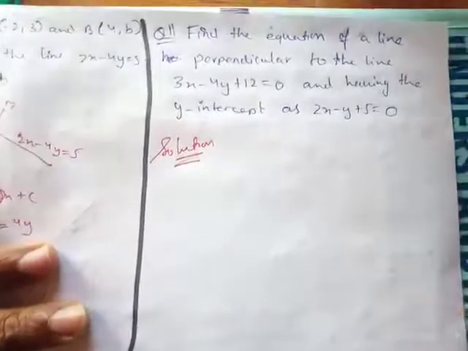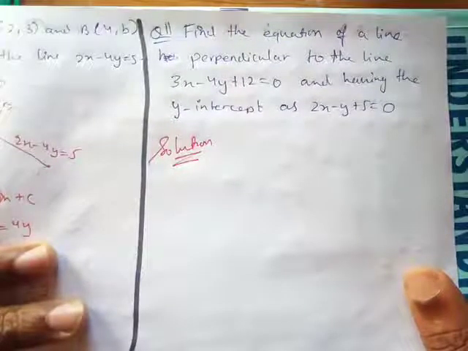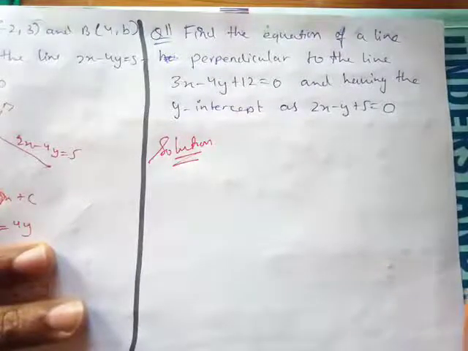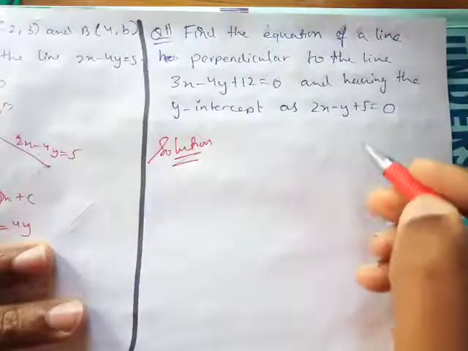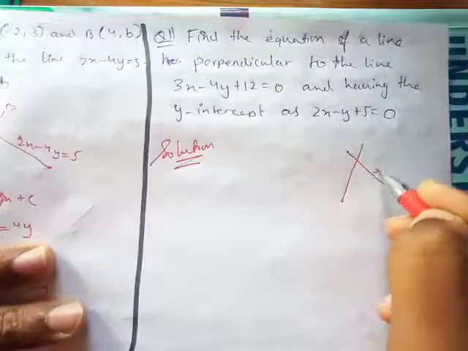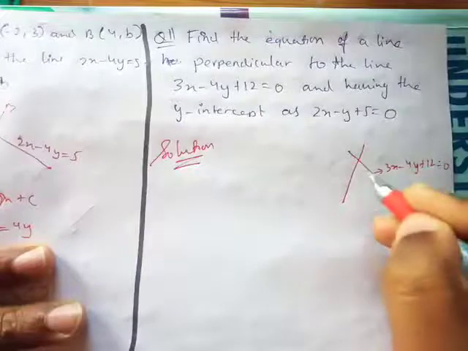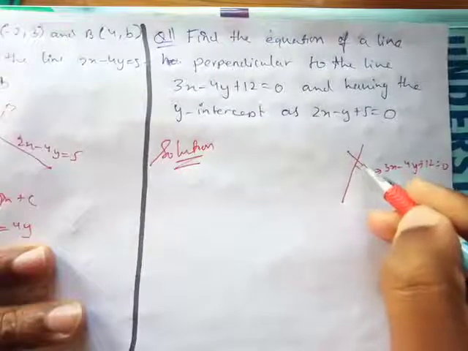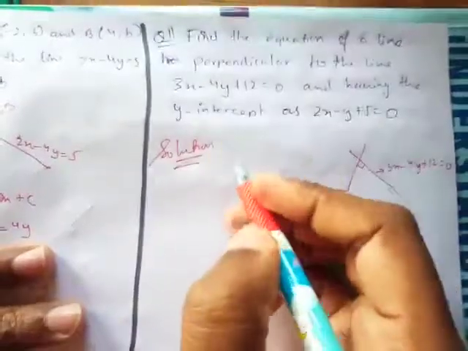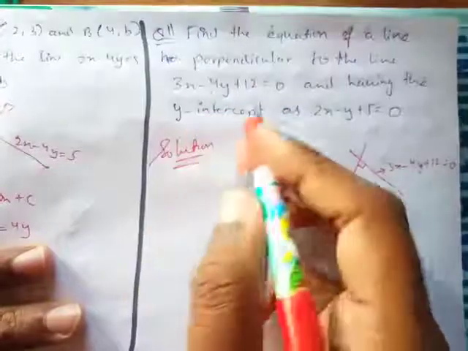Okay, let's do question number 11 for the day. Question number 11 says, find the equation of a line perpendicular to the line 3x minus 4y plus 12 equals 0. I have to find a line that is perpendicular to this line. So I'm going to change this into the form y = mx + c, because I know m, so I will find m out of this.